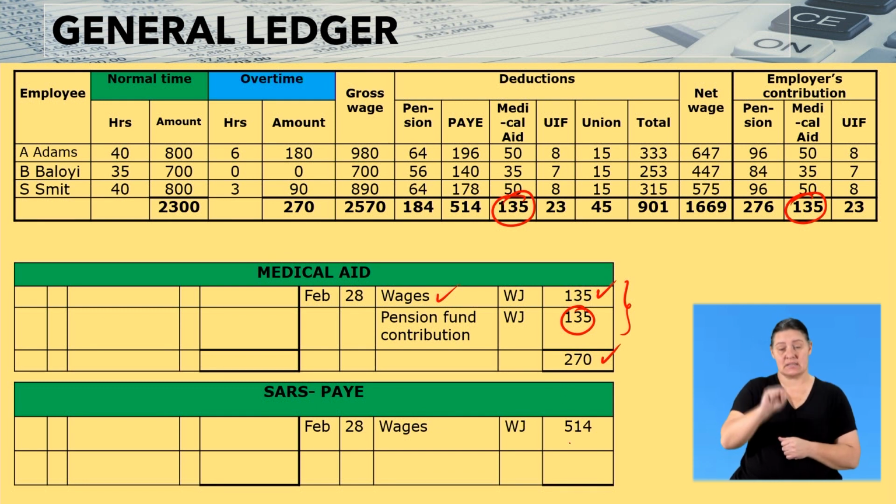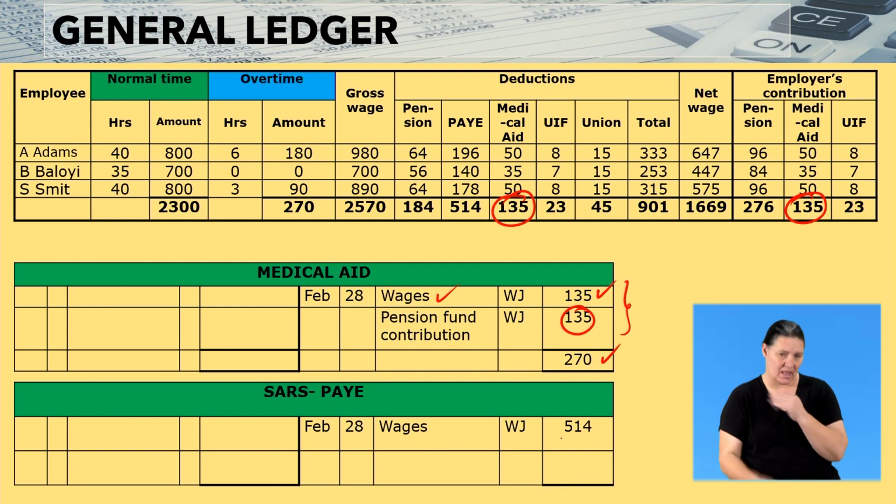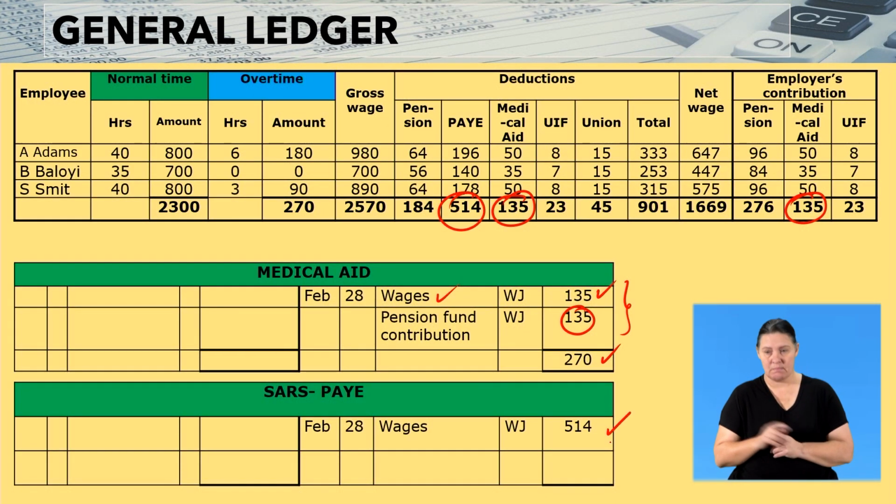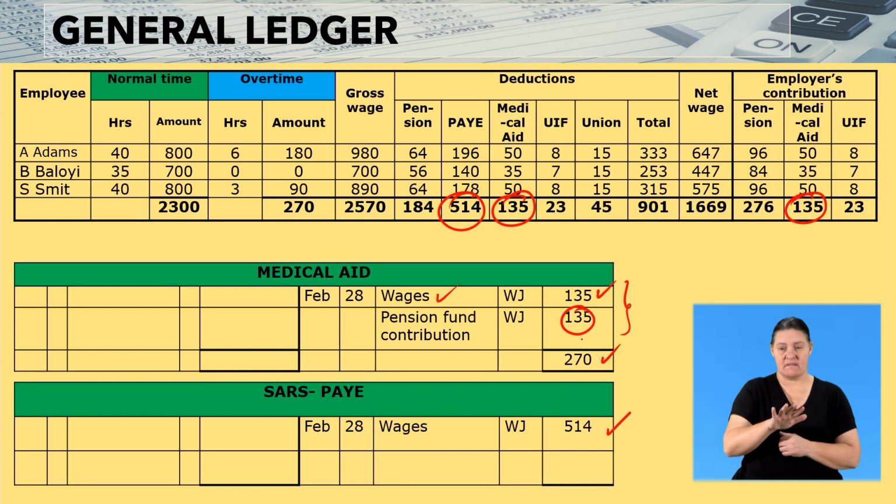Then SARS pay as you earn. We only have the deduction because it is pay as you earn, paid by the employee over to SARS. So you only have the deduction, which is 514. There is my deduction, 514 rands.